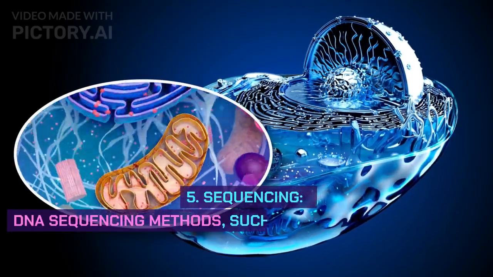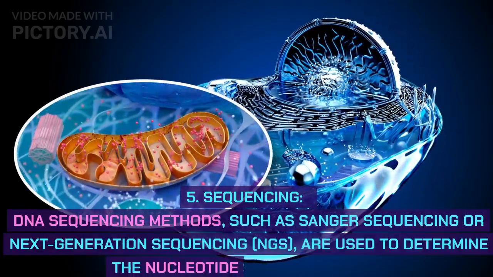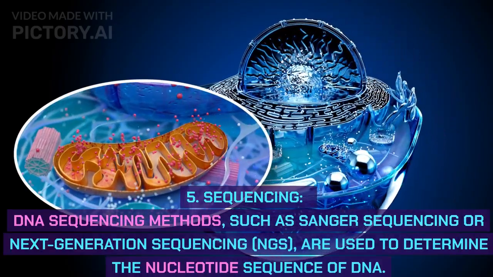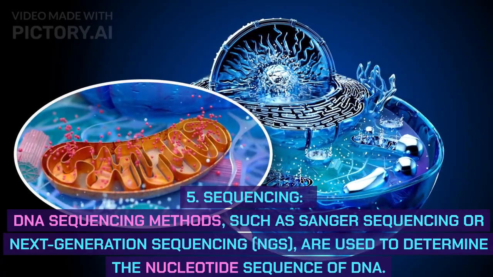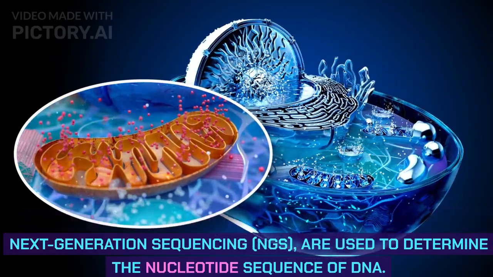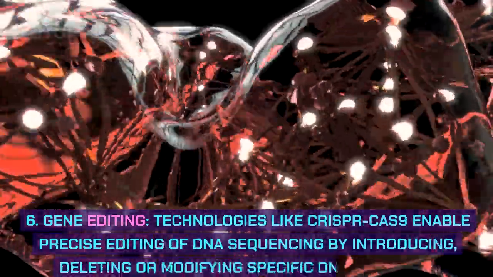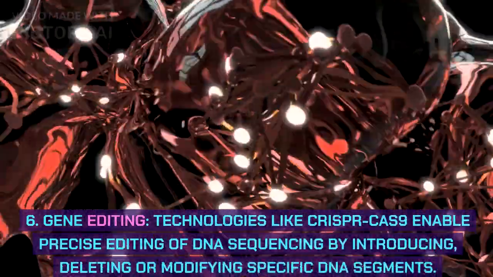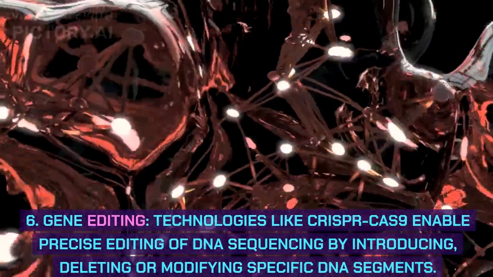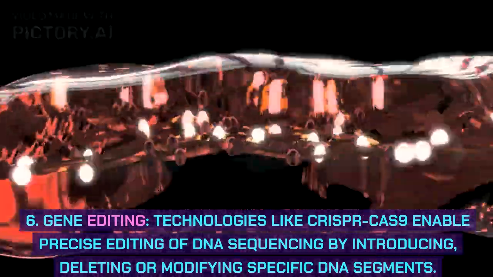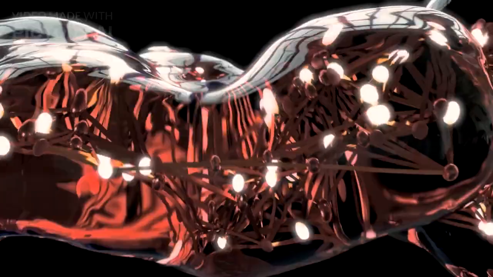5. Sequencing. DNA sequencing methods, such as Sanger sequencing or next-generation sequencing, NGS, are used to determine the nucleotide sequence of DNA. 6. Gene editing. Technologies like CRISPR-Cas9 enable precise editing of DNA sequences by introducing, deleting or modifying specific DNA segments.